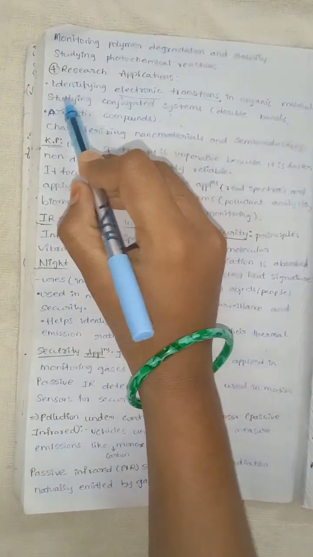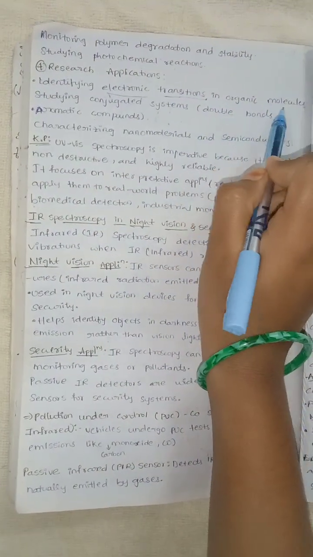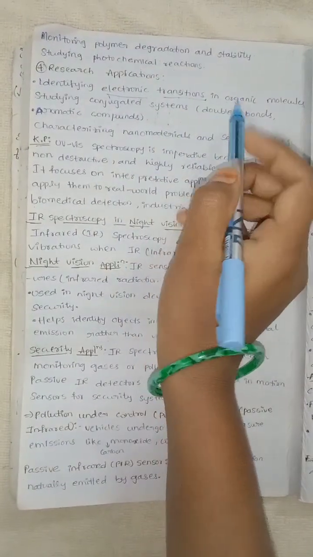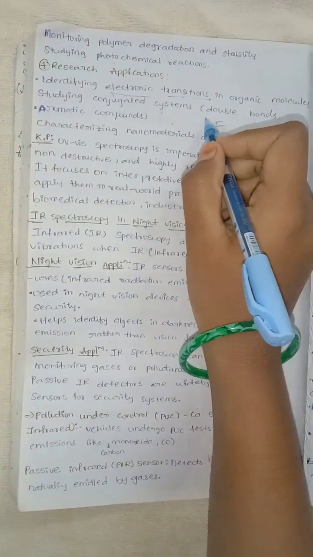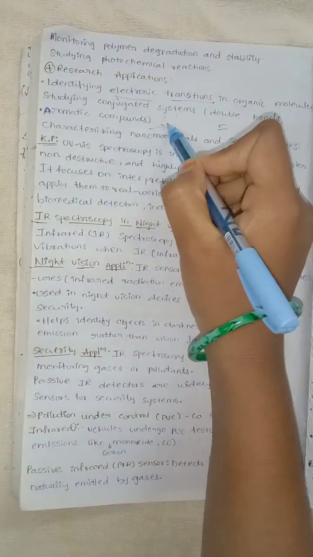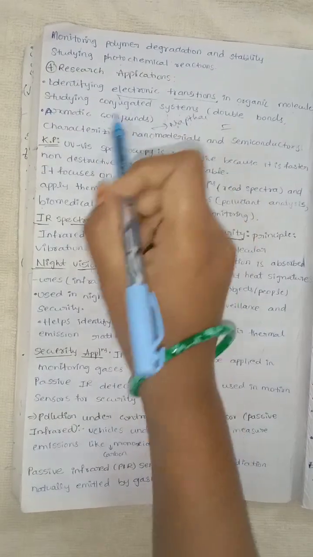Studying in depth, identifying electronic transitions in organic molecules. Studying conjugated systems, how many double bonds there are in the system, and aromatic compounds like naphthalene balls. Smell-giving components are known as aromatic compounds.